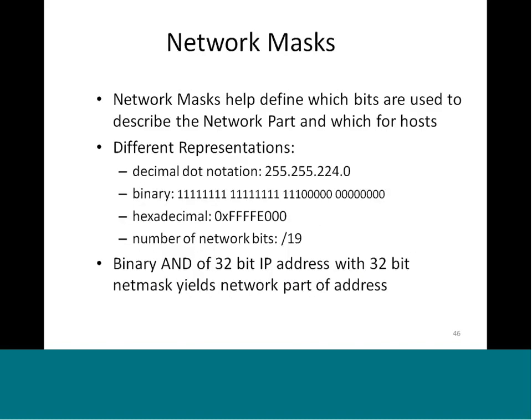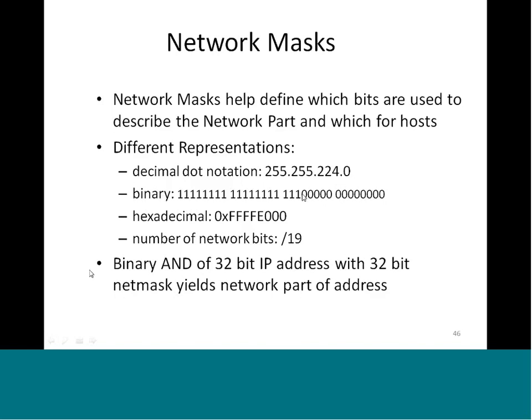So let's look at what the network mask is. The network mask helps define which bits are used to describe the network part and which are used for the hosts. There are different representations for the network mask. You can define the network mask in decimal dot notation, which is 255.255.224.0. This is one of the examples. Here you can see that the network is up to here, that is the first 8, 16, the 19 bits, and then the remaining zeros are the host part. So the first 19 bits represent the network, and the remaining 13 bits represent the host address.